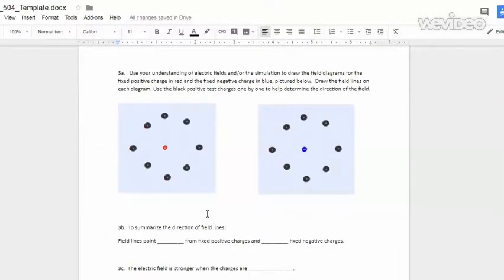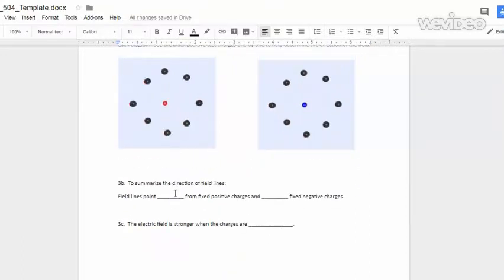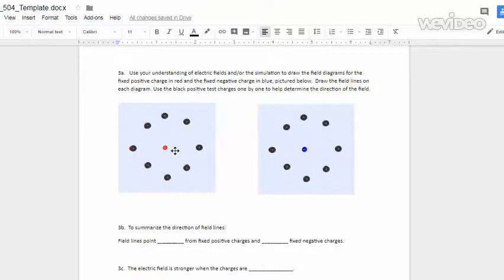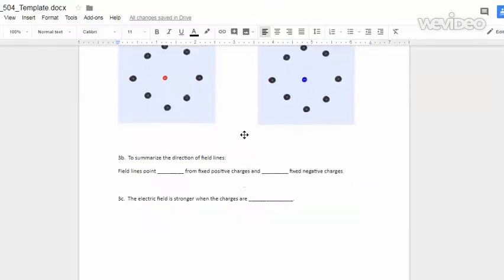For question 3, what we're looking to do is analyze field diagrams. So what we're asked to do is figure out where each of these additional hockey pucks would go if they were affected by the charges in the middle. Question 3A is asking you to draw field lines, and question 3B and C are asking you to fill in the blank. If you're having any trouble with this section, there's also an additional crash course video in the guided notes section of the help site.